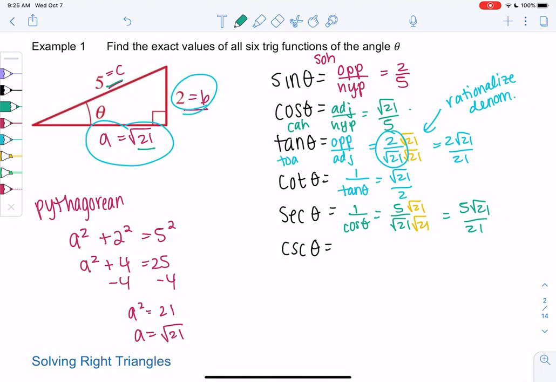They cancel out. And then cosecant is the reciprocal of sine. So instead of 2 fifths, we flip it, and we get 5 halves. So that would be the value of all 6 trig functions for this angle here.